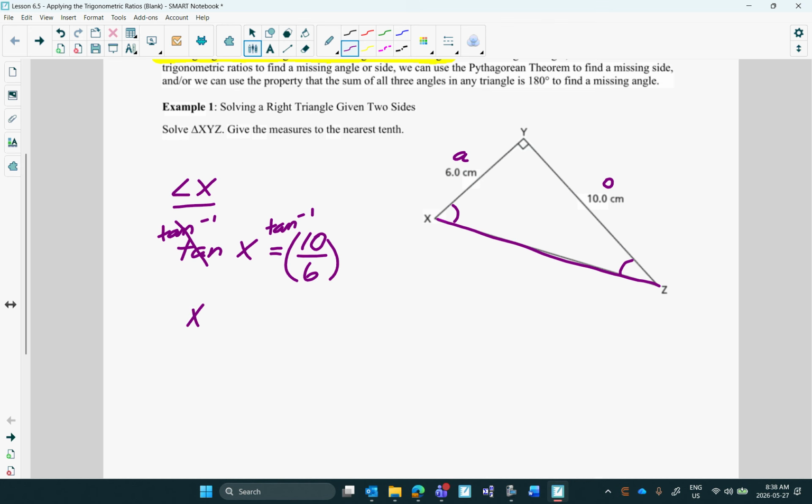And notice we're asked to round our answer to the nearest 10, so 1 decimal place. Anybody got it? 59.0. Okay, so that's one of the 3 things we have.